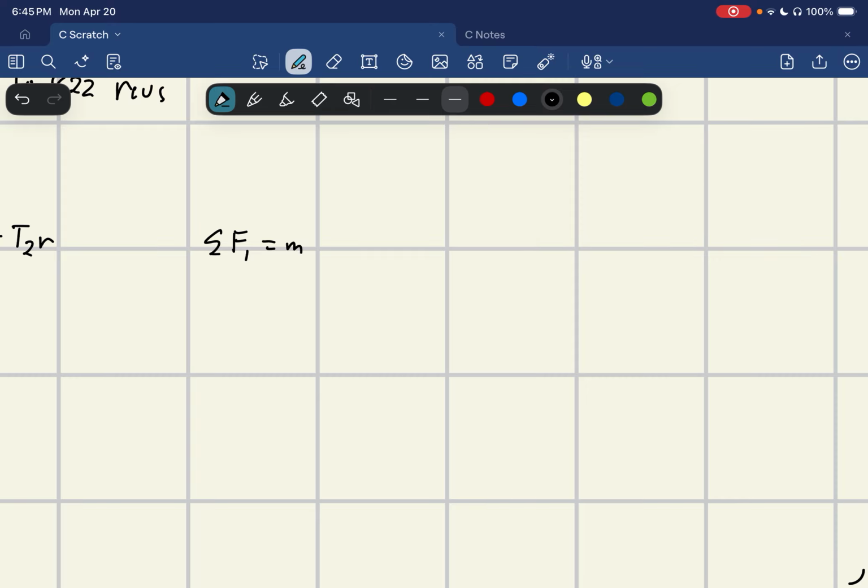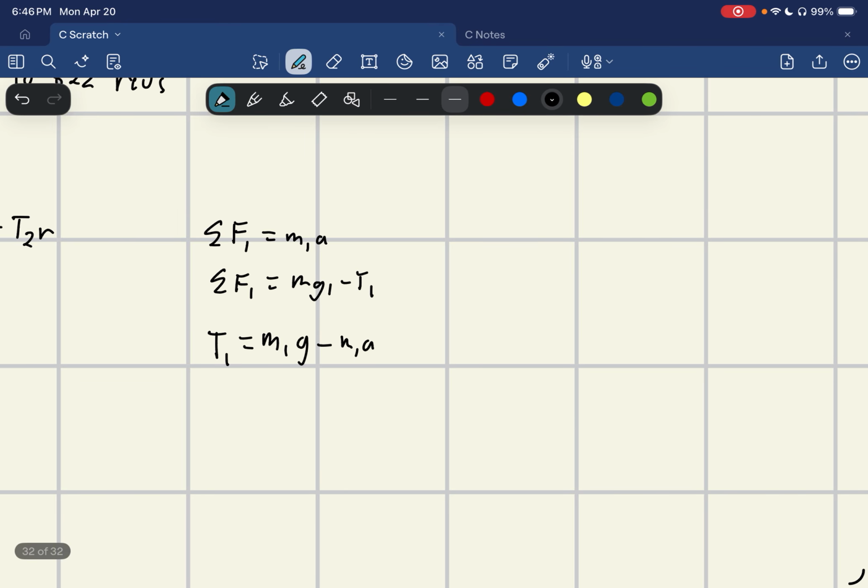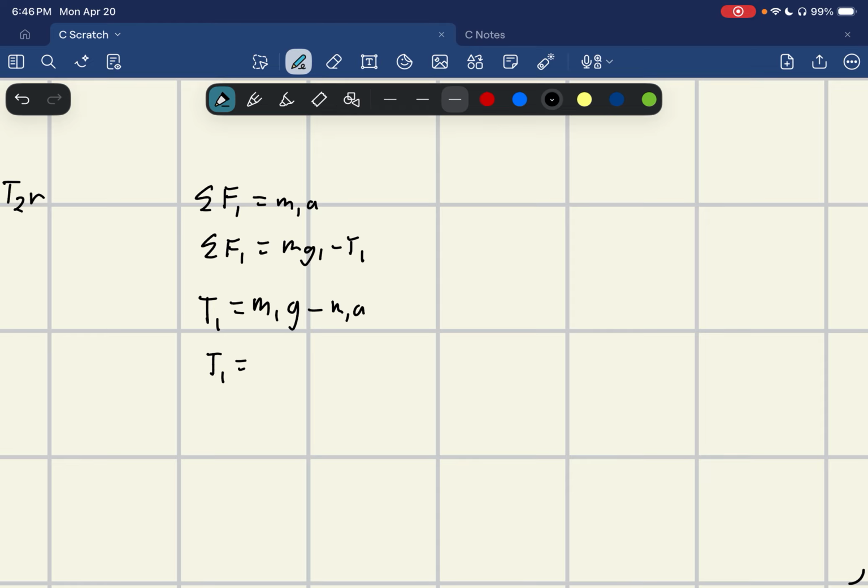Okay, and here I would go to net force, so net force on 1 is equal to M1A, but is also equal to M1G minus T1. And just like in part B, it's basically the same process, and you'll be left with T1 is equal to M1G minus M1A. And then here I would expand A to R alpha. So T1 is equal to M1G minus M1 big R alpha.